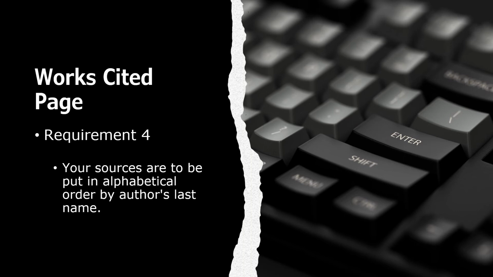The next requirement for building your works cited page is something that we all learned back, I think, in first or second grade, and that would be putting things in alphabetical order. For an MLA works cited page, we put our sources in alphabetical order by the author's last name.